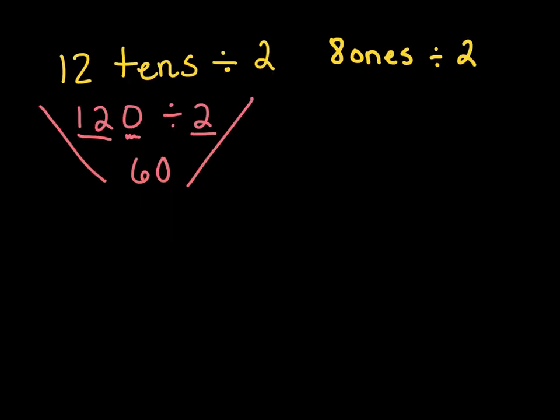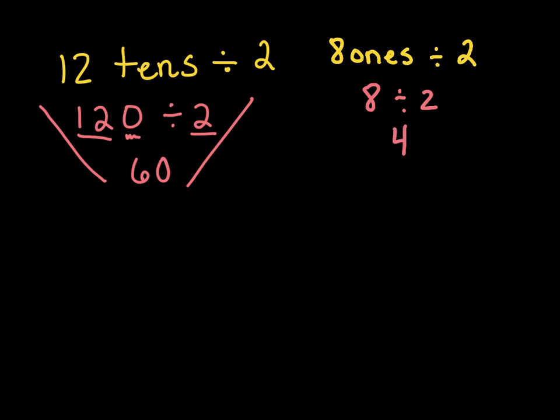So if we continue on with this, we see 8 ones divided by 2. So 8 ones is just 8 divided by 2, which would give us 4. So we have 4 ones.